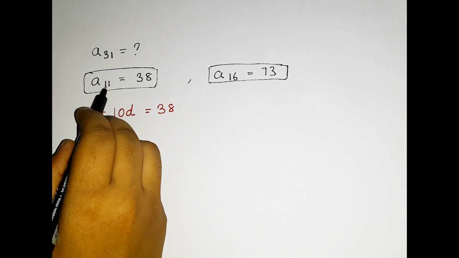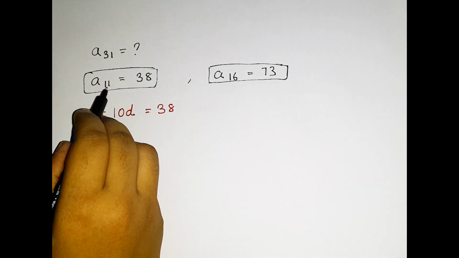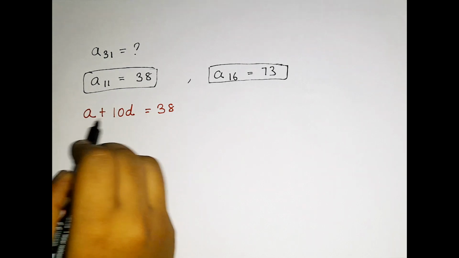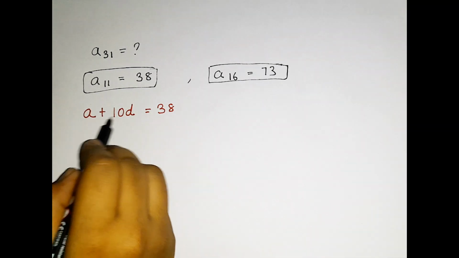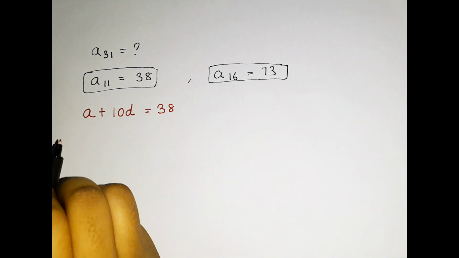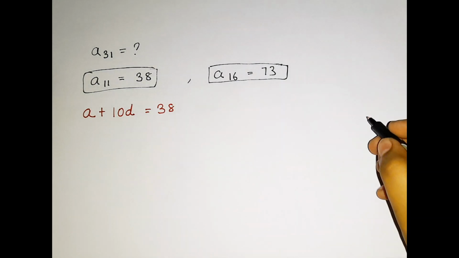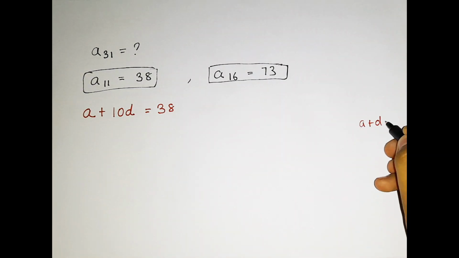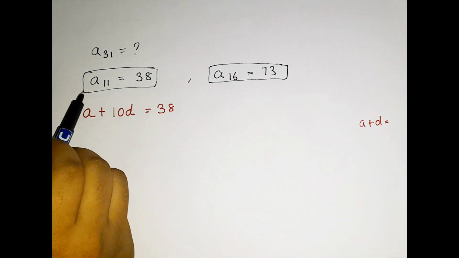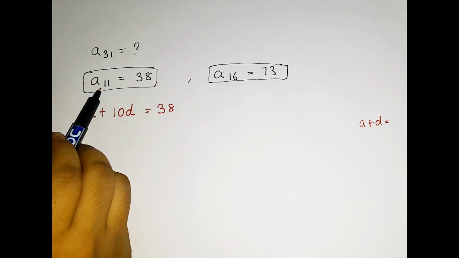Whenever we have a particular number, we are supposed to write the previous number in this form. Remember, this is kind of like a formula. It is somewhat like the formula A plus D is equal to, like that. So whenever you have, here it is the 11th term, isn't it?